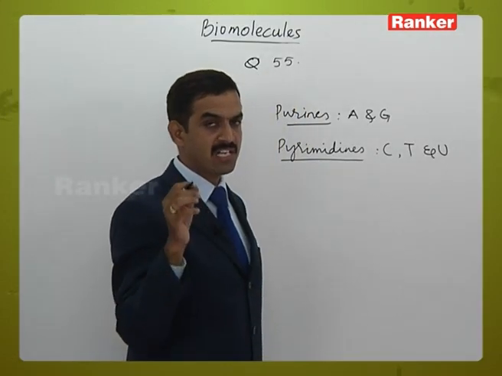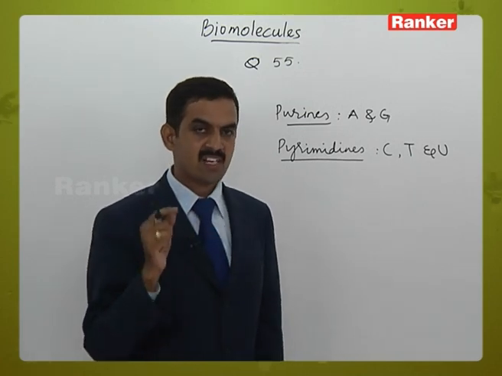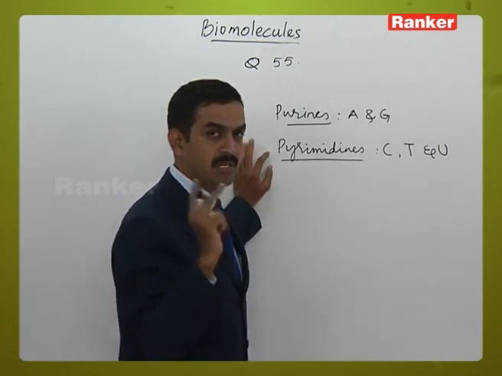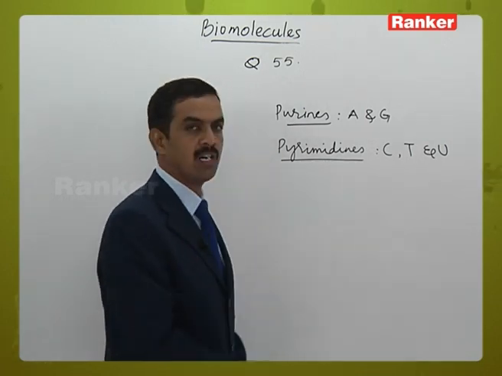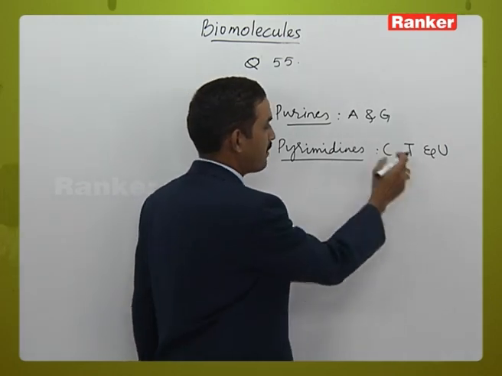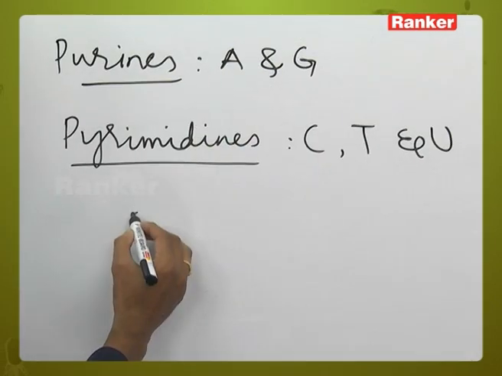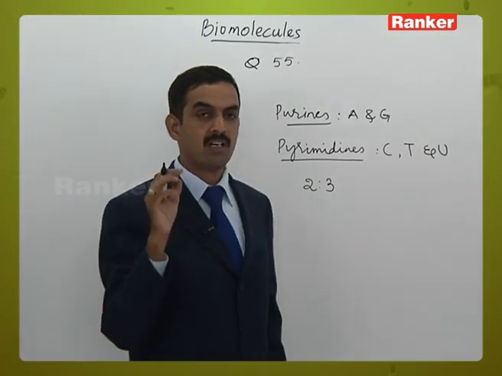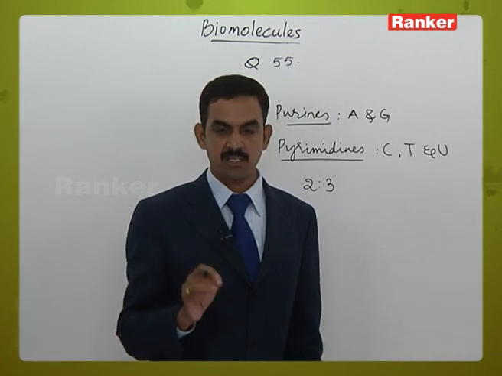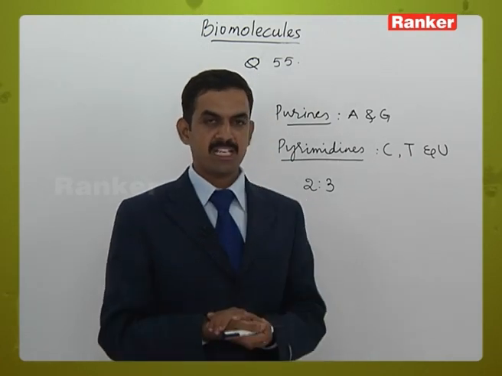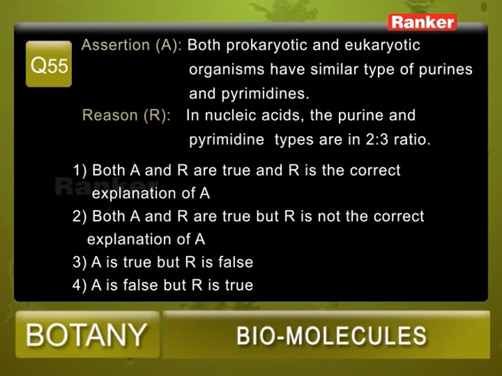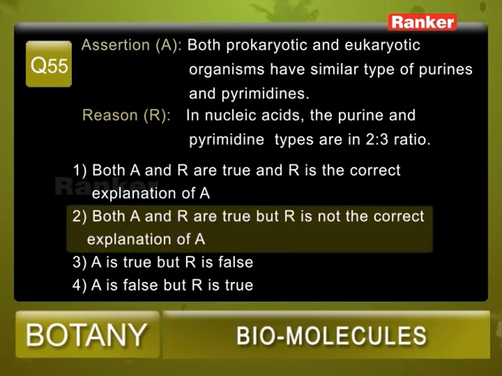So here the question is related to nucleic acids. When it is related to either DNA or RNA, the number of pyrimidines will be 2. But as it is related to nucleic acid, the number of pyrimidines will be 3. So the ratio between the types of purines and pyrimidines is 2:3. So the reason statement is also correct. But the statements given in assertion and reason are nowhere related to each other. So both A and R are correct, R does not explain A. Question number 55, the correct answer is 2.